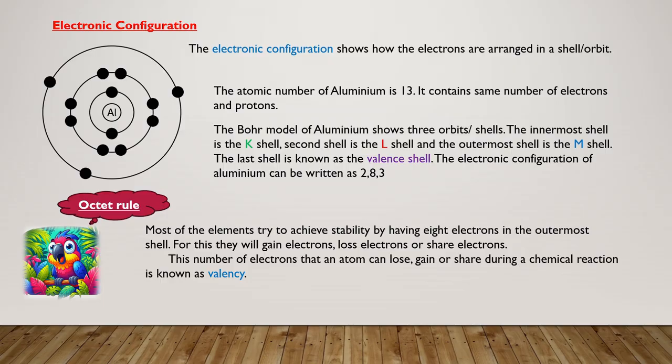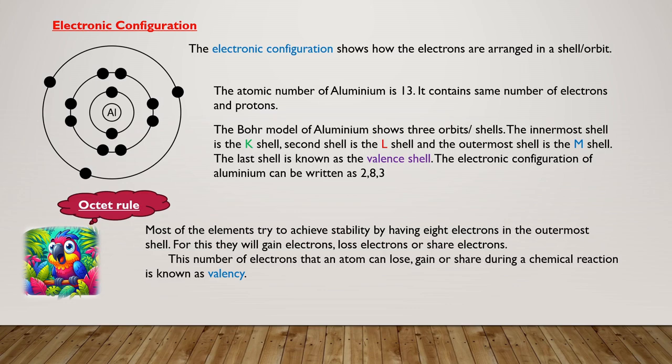Today we are going to discuss an important topic called electronic configuration. Electronic configuration means we should know how electrons are arranged in an atom, and such an arrangement of an atom is known as its electronic configuration.